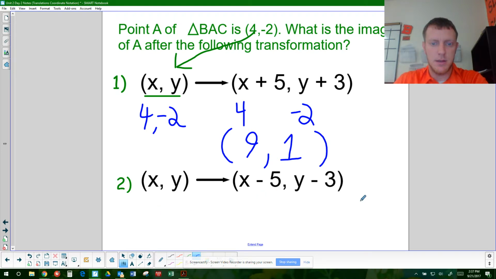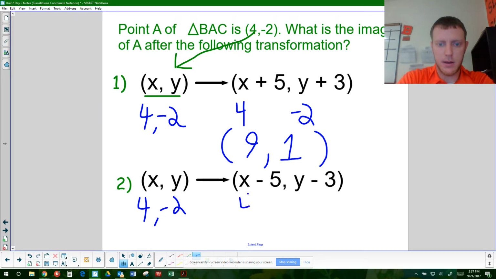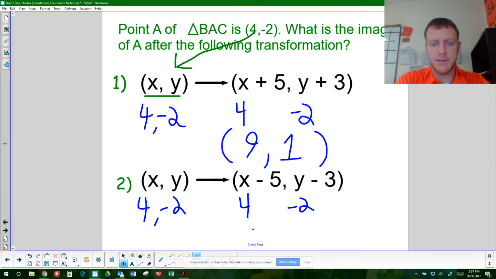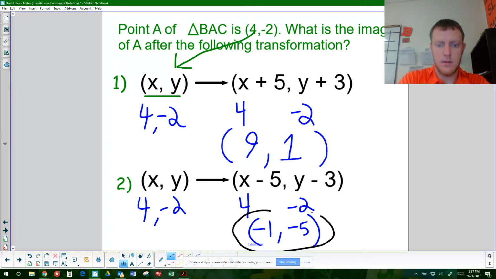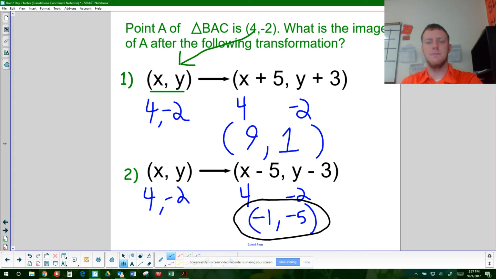For this next one, go ahead and take a minute. And actually, I don't know if I have any more. Okay. We'll go ahead and do it. So again, the point is 4, -2. So I would plug 4 in here. I would plug -2 in here. 4 minus 5 is -1. -2 and -3 is -5. So my answer here, -1, -5 for number 2. That's it. This isn't difficult.